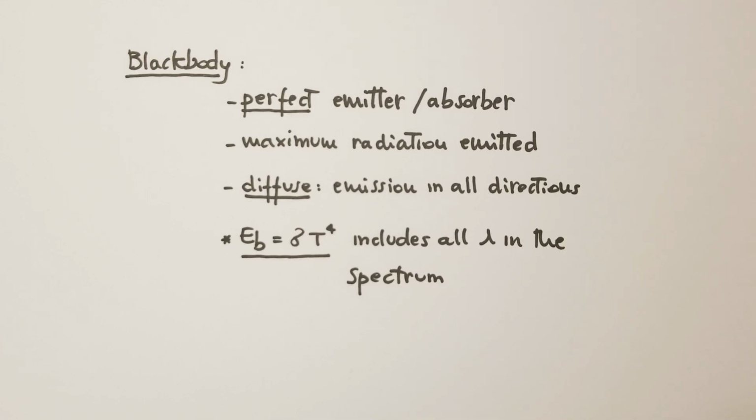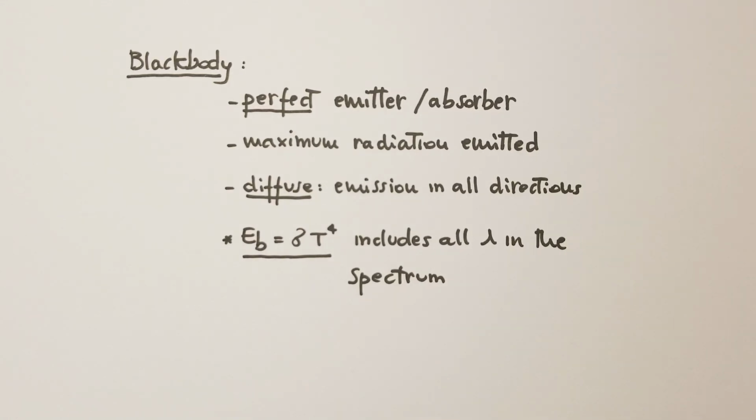A black body is also diffuse. This means that radiation is emitted in all directions in the same way. And the formula here, E_B equals sigma T to the 4th power, is the power per unit area emitted by the black body and includes all the wavelengths in the spectrum.